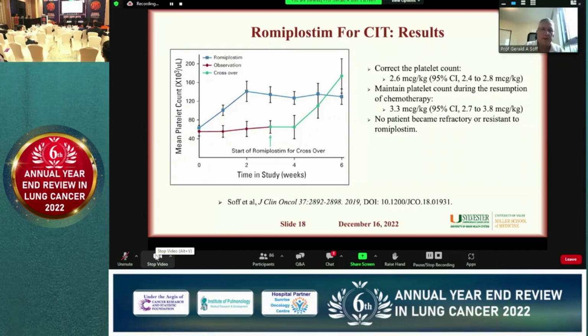This is the results of the study. So here you can see in blue the Romiplostim patients, and here in red, these are the observation patients. So most of the observation patients didn't do anything with their platelets.